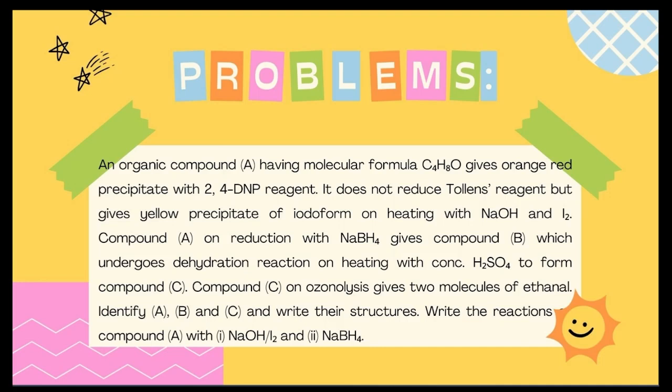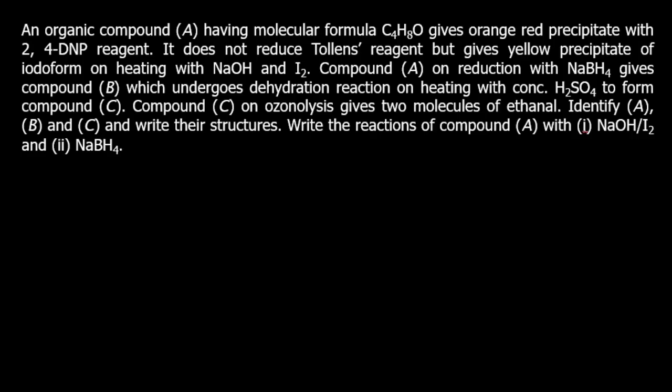In this video, I am going to teach you AB type questions in aldehyde, ketone and carboxylic acid. Let us discuss this first question. Organic compound A having the molecular formula C4H8O. So let me write, C4H8O is the organic compound A.